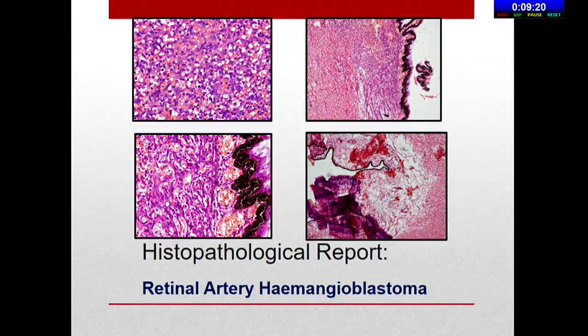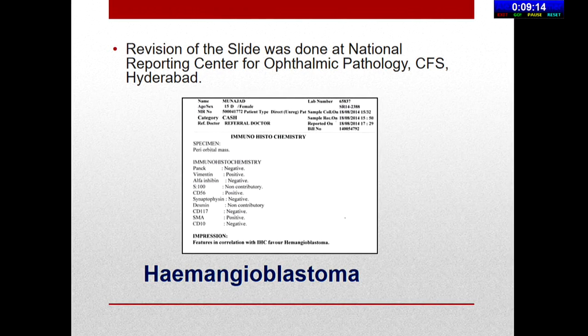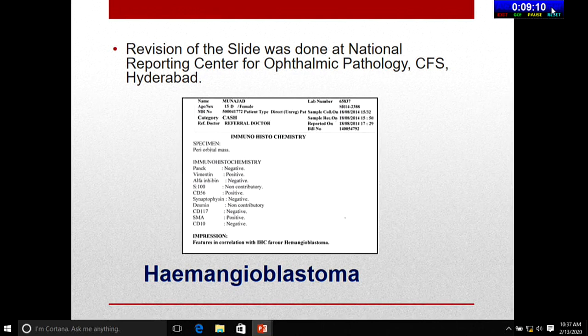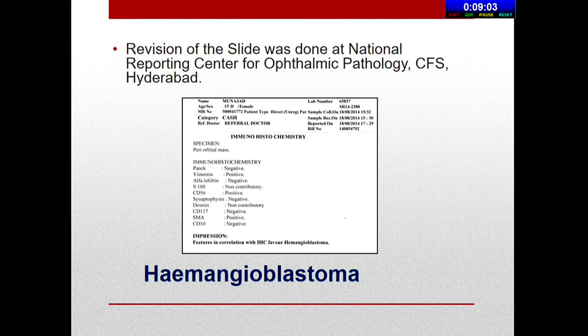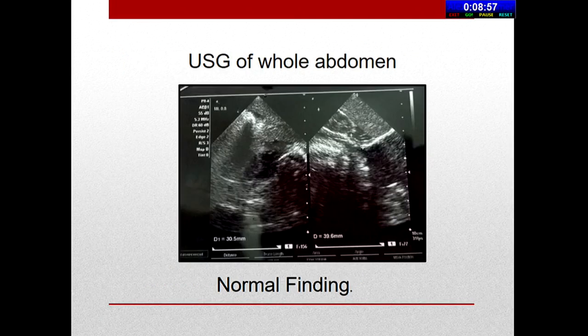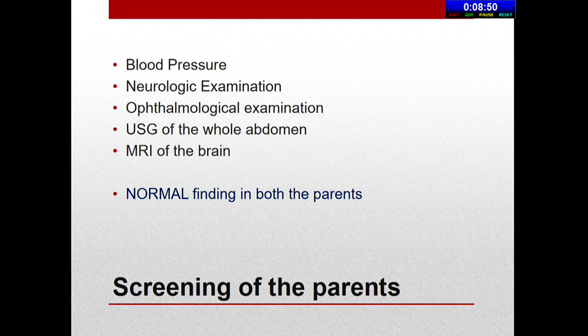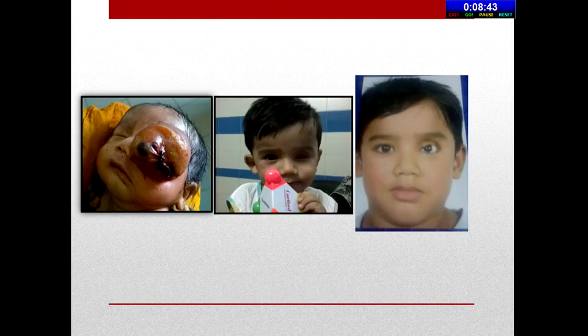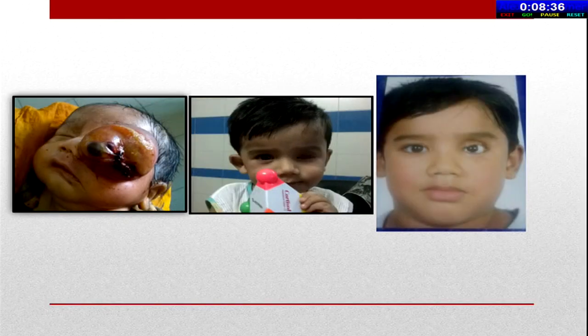And we did the histopathology, and it was retinal artery hemangioblastoma. But then we sent the specimen to the National Reporting Center for Ophthalmic Pathology, Hyderabad, and they confirmed the diagnosis of hemangioblastoma with immunohistochemistry. But our diagnosis initially was that we thought it was a teratoma, and hemangioblastoma came as the diagnosis. We did all other investigations, including the ultrasonogram of the whole abdomen of the baby, and it was normal. We screened the parents also, normal findings, nothing abnormal was there. So for hemangioblastoma in a child, we have to screen the parents and the child to exclude any other congenital abnormalities.